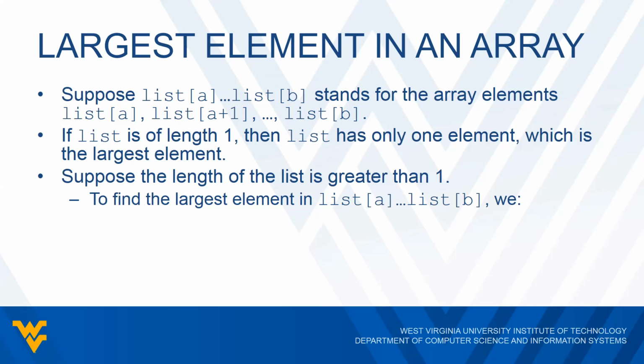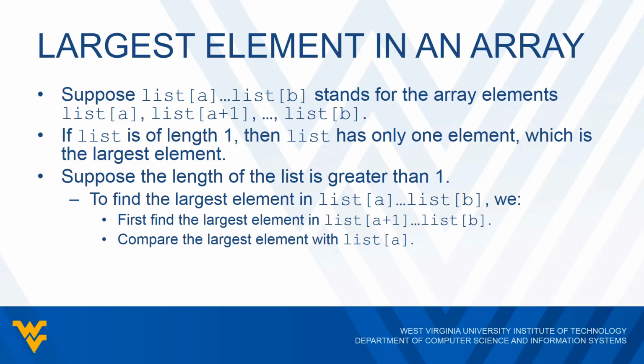So that might be the whole array, it may not be. But let's just say we're trying to find the largest element in this particular range. So what we could do is find the largest element in list[A+1] to list[B]. And then once we find the largest element in that range, we'll compare it with the element in list[A]. So we'll find the largest element in the range list[A+1] to list[B], and then we'll compare that element with list[A].